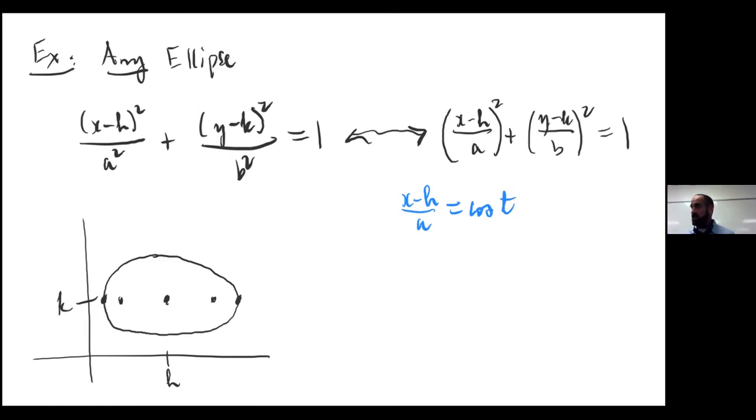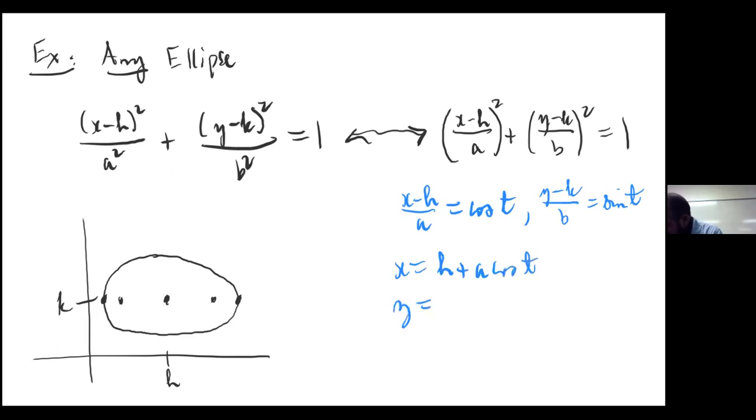So I could actually mix things up if I want. The main thing is I want functions such that if I add the sum of their squares, I always get 1. And what else does that other than sine and cosine? Okay, so that's equal to cosine of t. And then I say (y minus k) over b is equal to sine of t. So in other words, x is going to be h plus a cosine of t, and y is going to be k plus b sine of t. So the a and the b properly distort the x and the y coordinates so as to put this on an ellipse rather than just a circle.